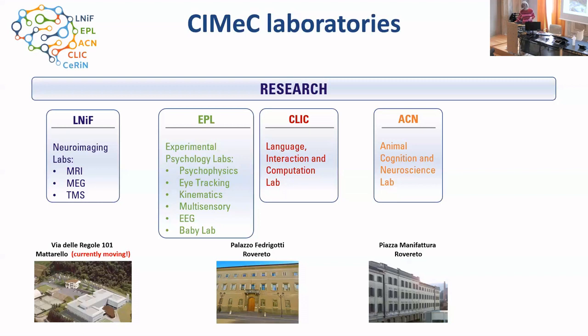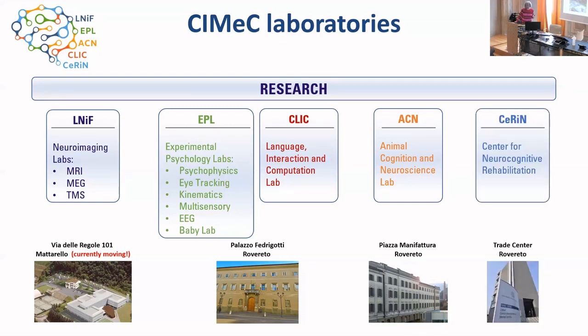Then we have the ACN track for animal cognition and neuroscience. And again, here you will get a better overview of the activities that we carry on in this lab from Hoover, because this is the reference laboratory for the track. And then finally, we have the CHERIN, the Center for Neurocognitive Rehabilitation. We also do research down here, which is then applied in clinical settings.